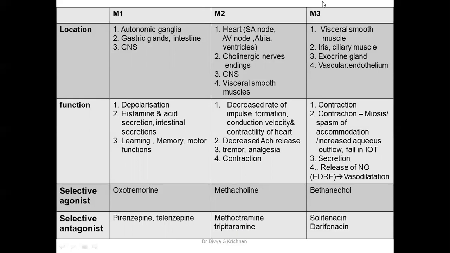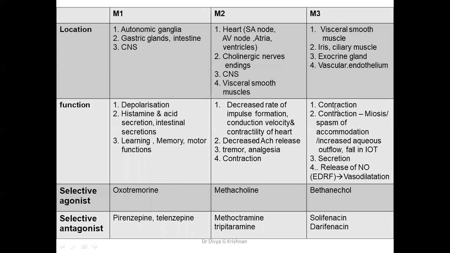Now let us move on to the M3 receptors. They are mainly present on the visceral smooth muscles. So you can see that visceral smooth muscles have both M2 as well as M3 receptors. It is also present on the iris, on the ciliary muscle, on the exocrine glands and the vascular endothelium. So concentrate more on the exocrine glands and vascular endothelium. Contraction is caused of the visceral smooth muscle, either by the M3 receptor action or by the M2 receptor action.